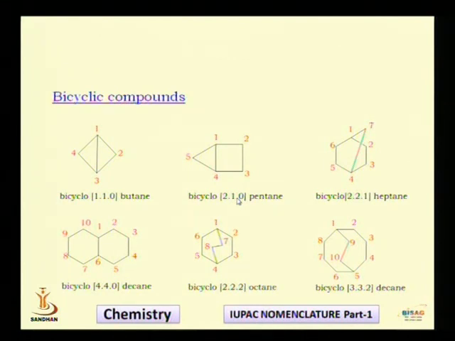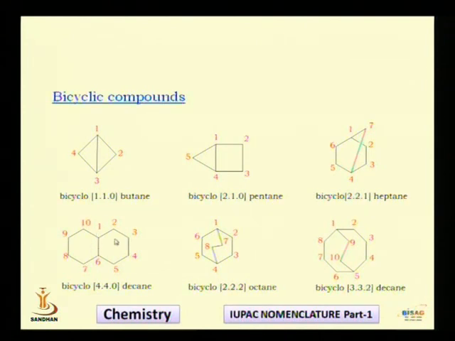And finally we have to put the name of the hydrocarbon. So what will you do? Count the total number. So the total number is 5. And from that table you will see that for a 5 carbon hydrocarbon, the name is pentane. So you write pentane and your name is over. So the name of this compound is bicyclo[2.1.0]pentane. Similarly, you can write the name for any compound in a bicyclic system. I will continue for one more and then we'll go for other systems.